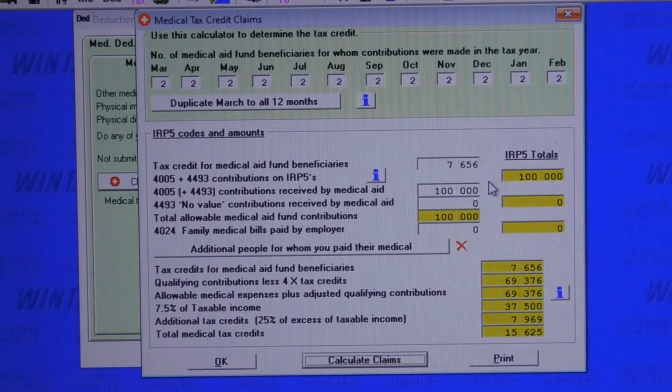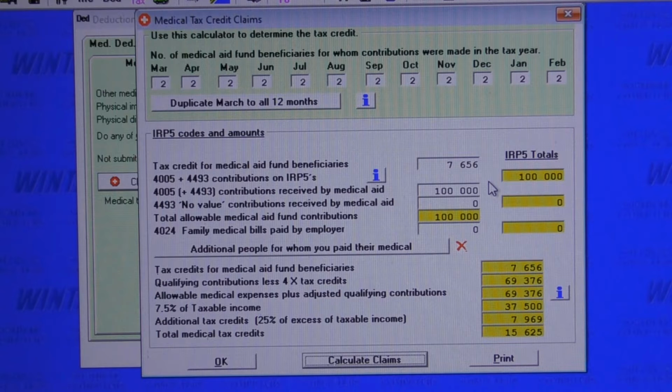This is the medical tax credit claim screen in WinTax, and it shows that this taxpayer had 2 beneficiary members on his medical aid for every month in the tax year. The beneficiaries being this taxpayer and his spouse, for example. The taxpayer will be awarded primary beneficiary medical tax credits for each of the 2 beneficiaries.